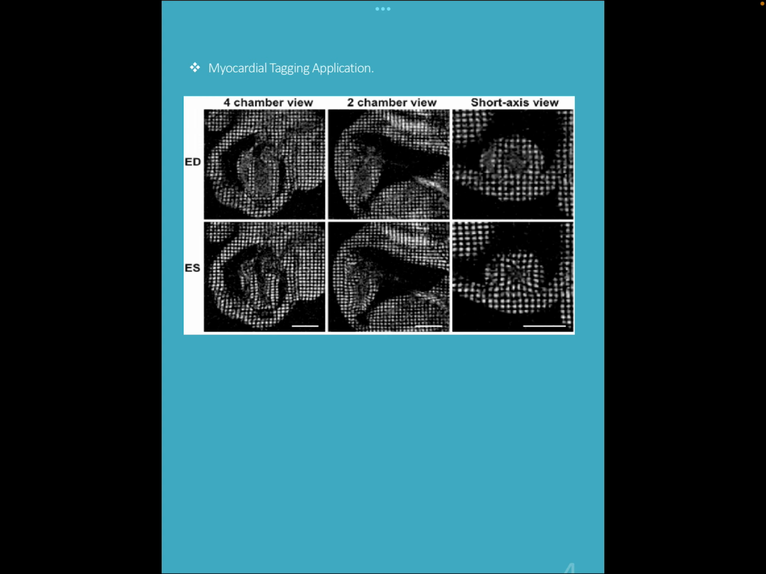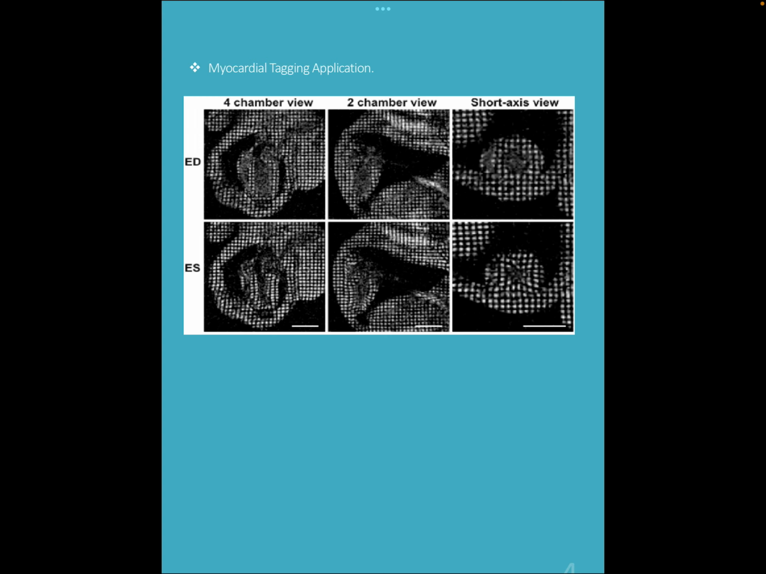Basic background of the SPAMM technique, spatial modulation of magnetization: a tagging method where saturation bands or grids can track complex motions such as myocardial contraction, generally displayed in a cine format.